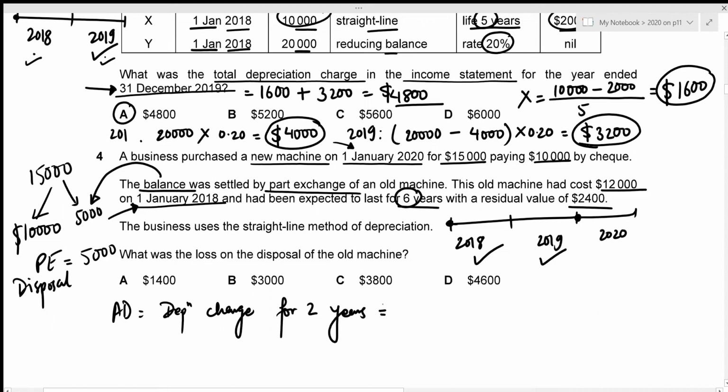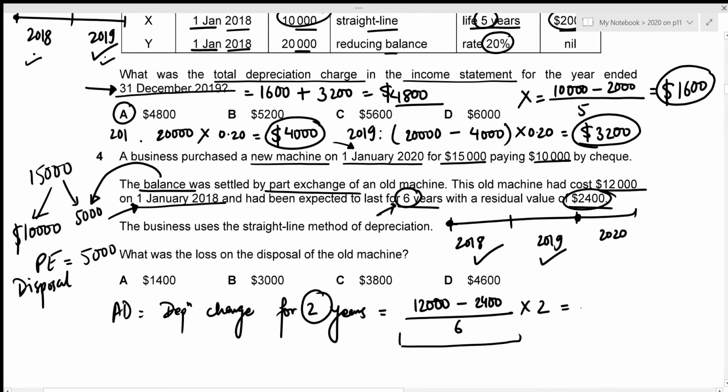Let's figure it out. We know that we apply the straight line method. We have the cost of 12,000 minus the residual value, which is given to be 2,400, divided by the number of useful life, which is 6 years. Now this gives the depreciation charge for 1 year, but we require it for 2 years, so we can just multiply it by 2. And this gives our accumulated depreciation value to be 3,200. Okay, now let's figure out our net book value of the part exchanged machine. That's going to be cost minus accumulated depreciation, and we have the cost of 12,000.